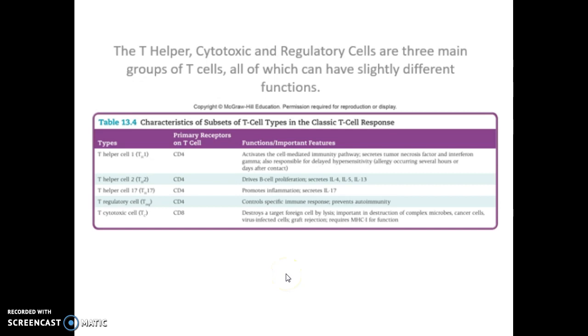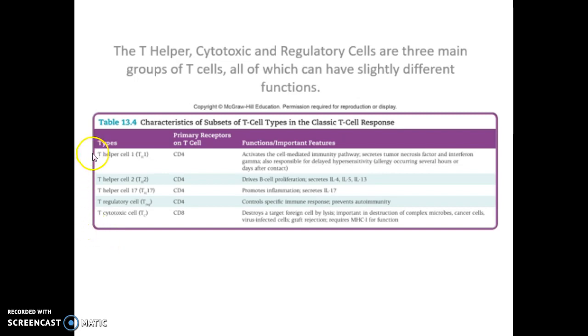So what you have in this table is a short description of the 5 major types of T cells, but really what it breaks down to is that you have T helper cells, the cytotoxic T cells, and then T regulatory cells. And all of these cells, based on the delineation here, are going to have a specific function.